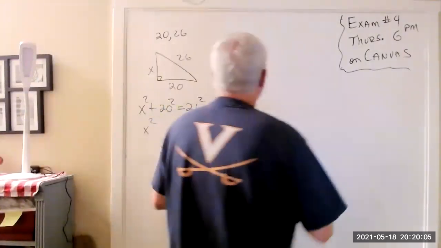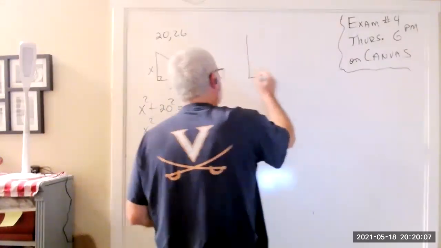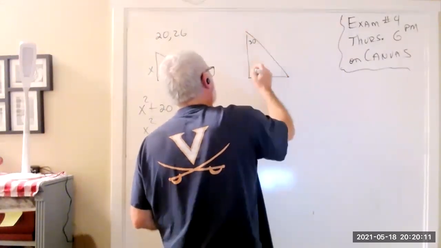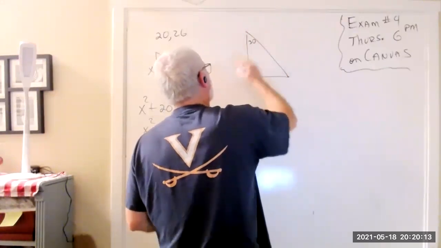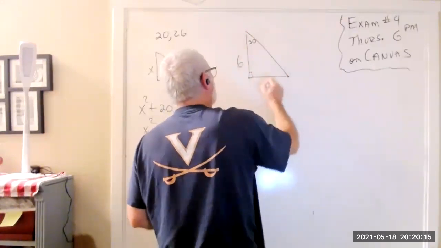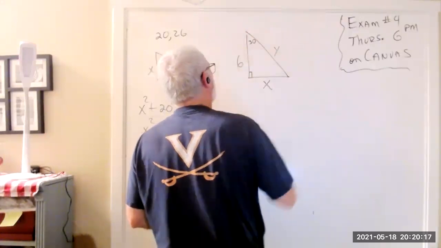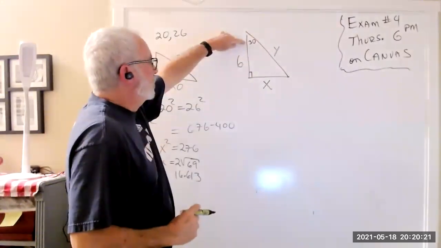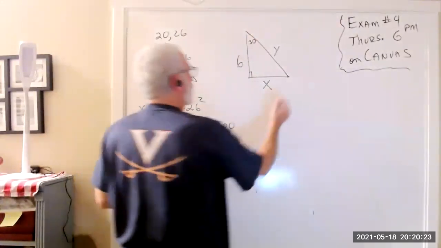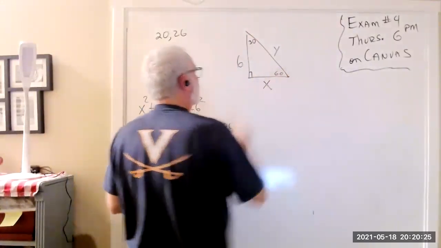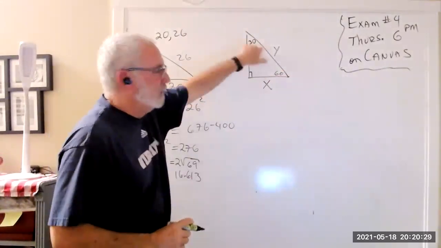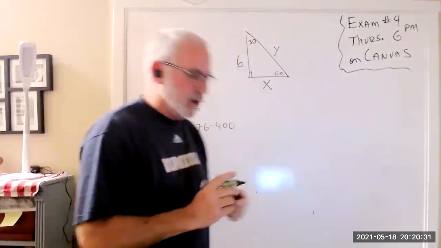How are you guys doing on the 30, 60, 90 triangles? Can we do one of those? How about that? If that's 30 degrees, that's a right triangle. That means this is 60. And I already told you this side is 6. Can you find the other two sides? I'll pause while you guys think about it.